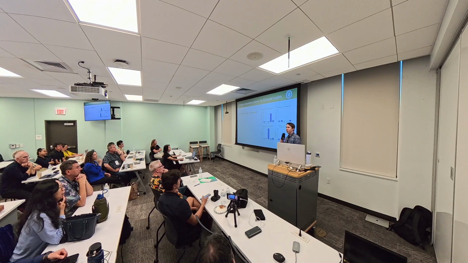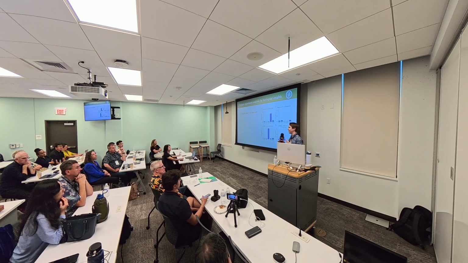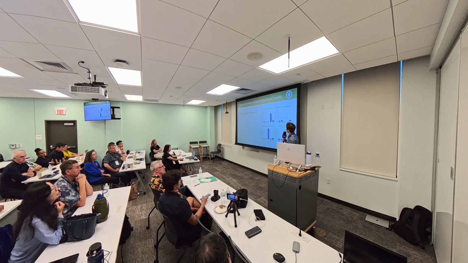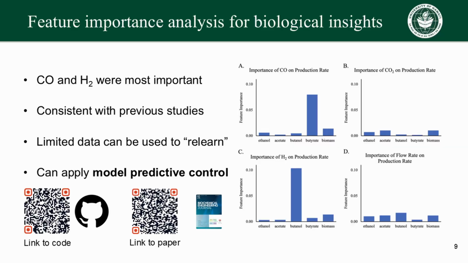And further, we did feature importance analysis. So we wanted to know if we would want to steer the fermentation towards the more expensive products like butanol, how should we adjust the gas composition? So by increasing the amount of CO2 or CO, like carbon monoxide, you can get more butyrate, and by increasing the amount of hydrogen gas, you can get more butanol.